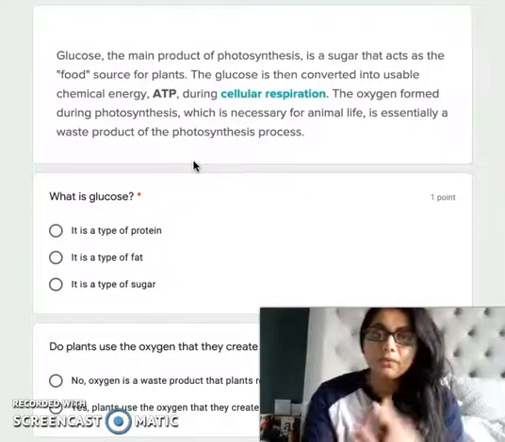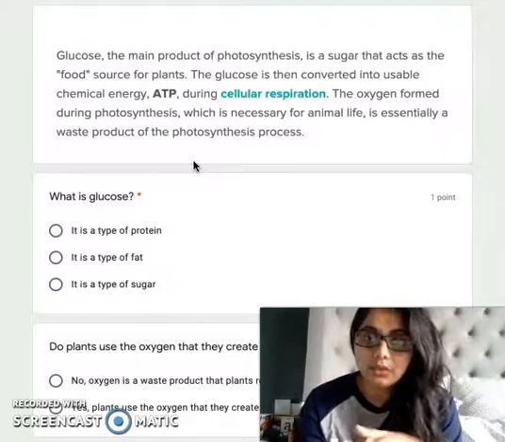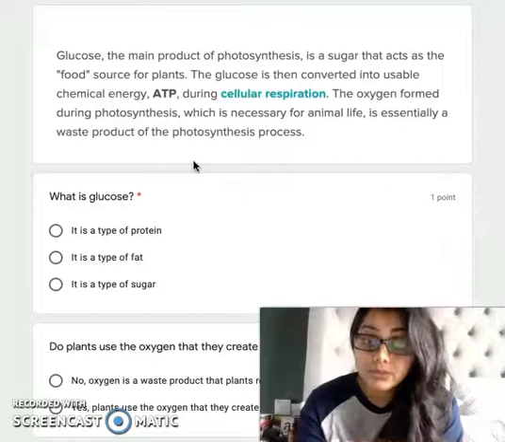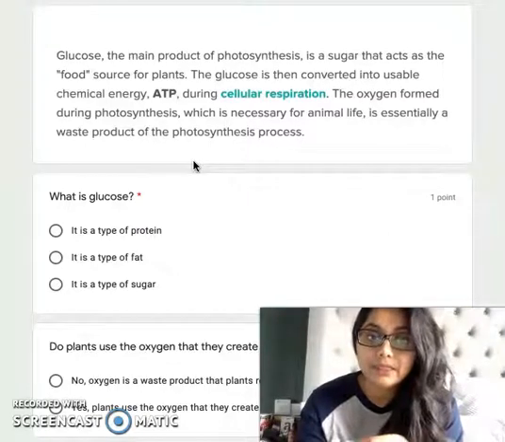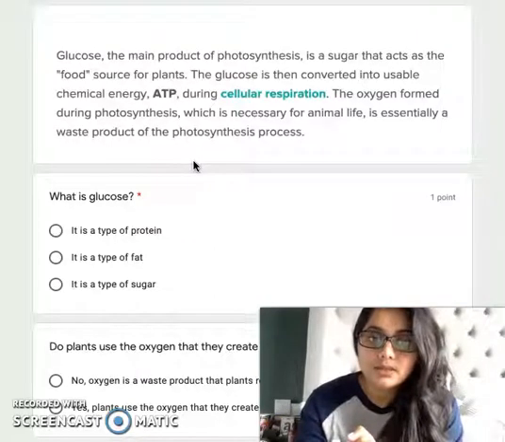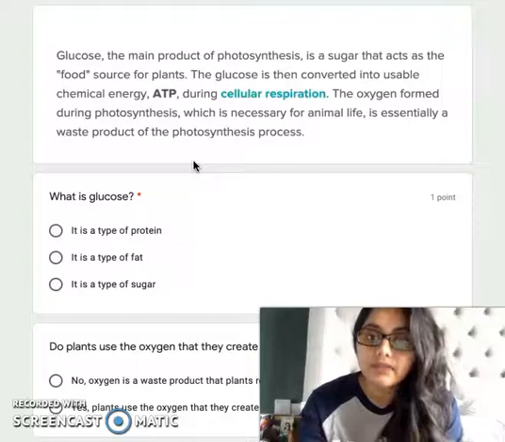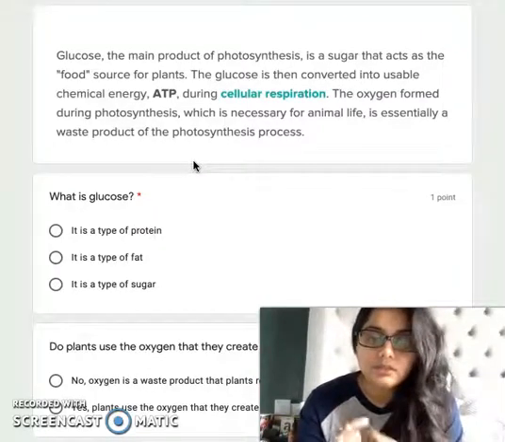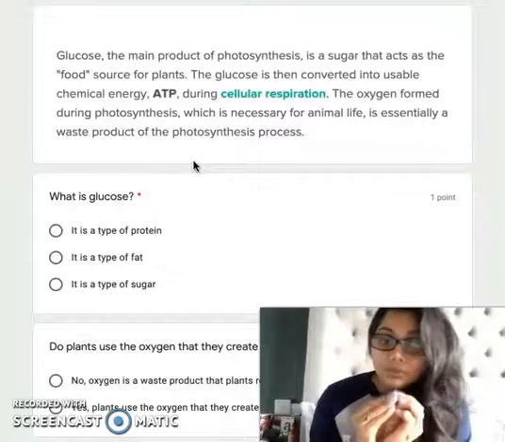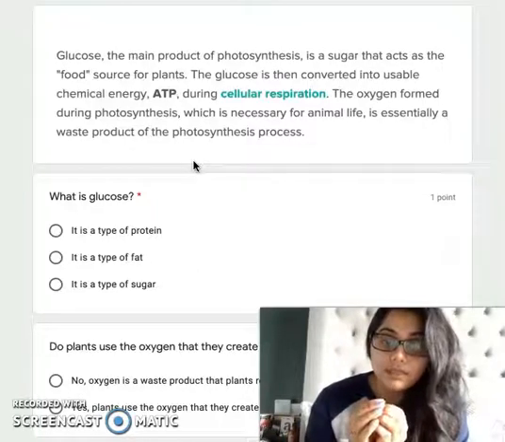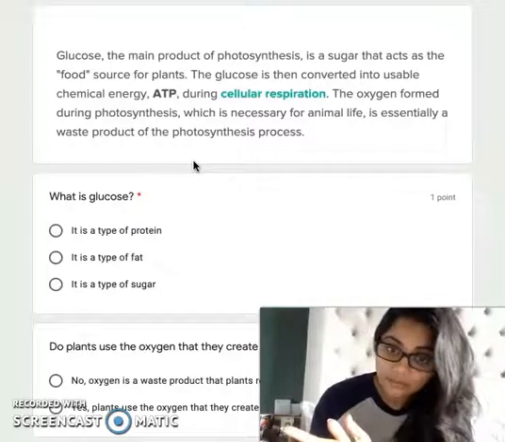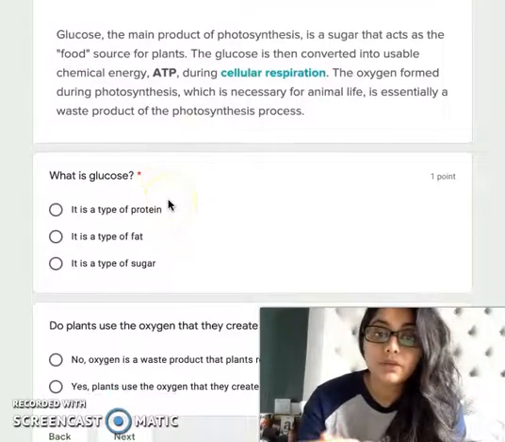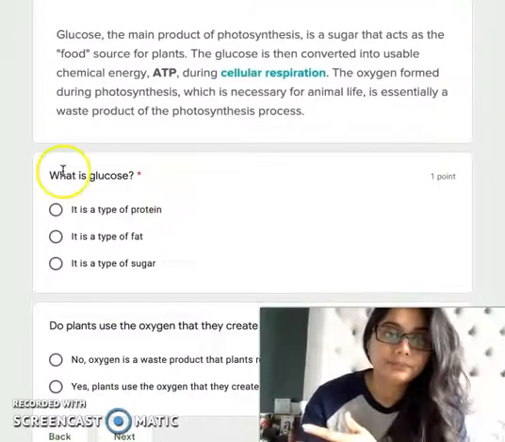After they make glucose, the glucose is then converted or turned into something usable, which is called ATP. It's a type of chemical energy used during cellular respiration. The oxygen formed during photosynthesis, which is necessary for animal life, is essentially a waste product of the photosynthesis process. So photosynthesis doesn't need oxygen. During that time, it'll just release it into the air for other animals and plants to use.